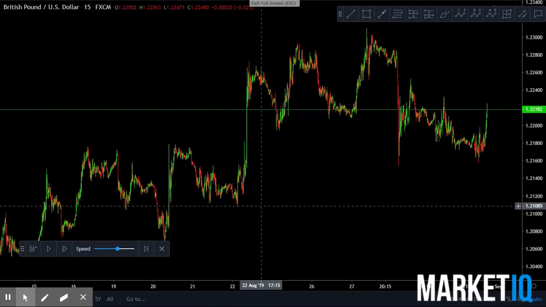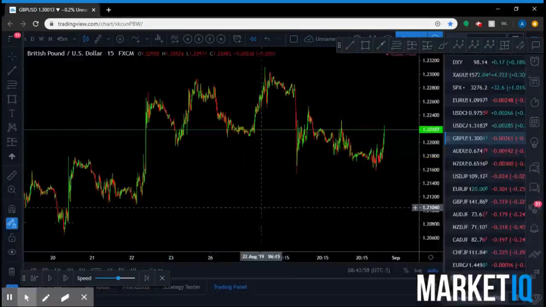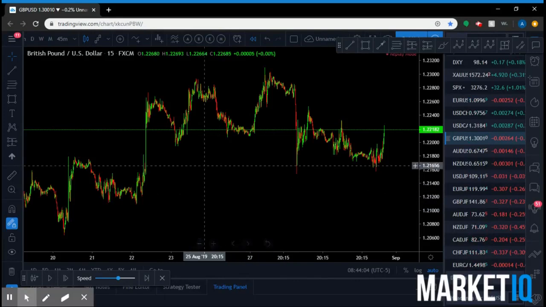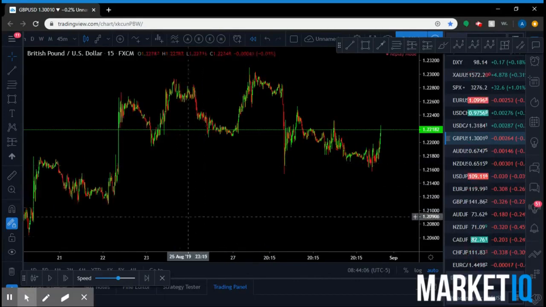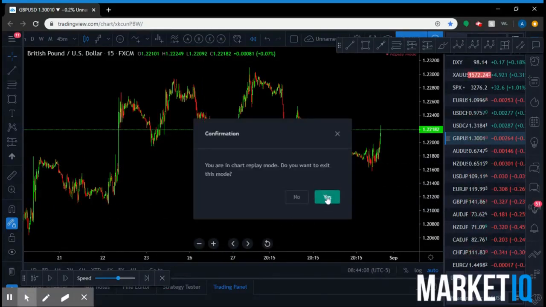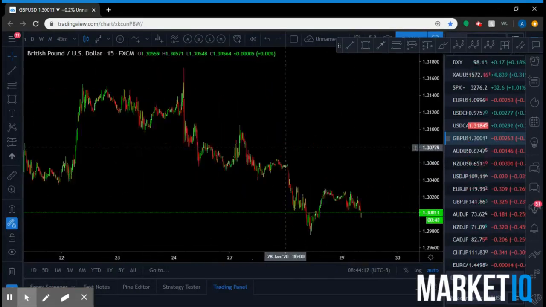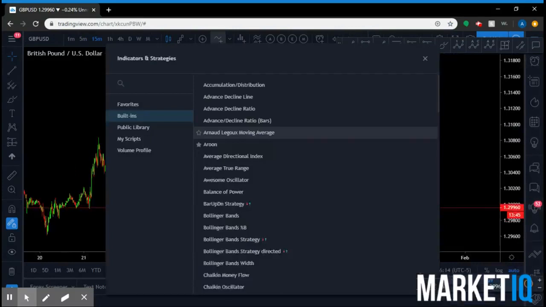Let's start with leading indicators. Leading indicators are supposed to be predictive, meaning they'll help you predict when a trend is about to change. The two main leading indicators that we use are RSI and Bollinger Bands. RSI is also known as the Relative Strength Index, and it tells you the overall strength of a trend.